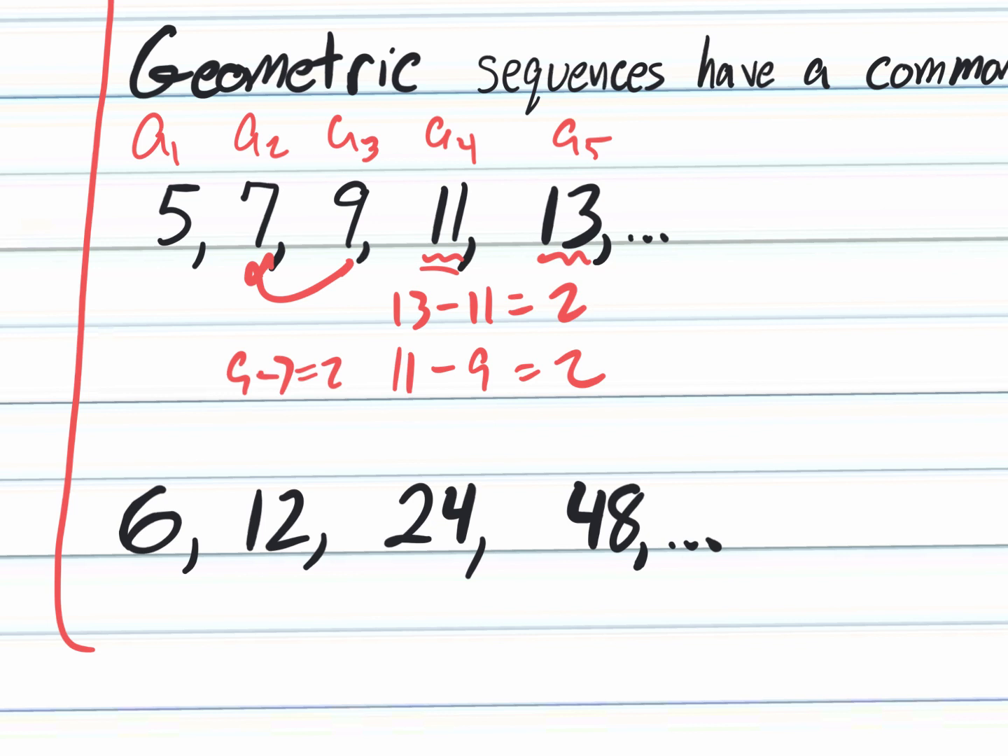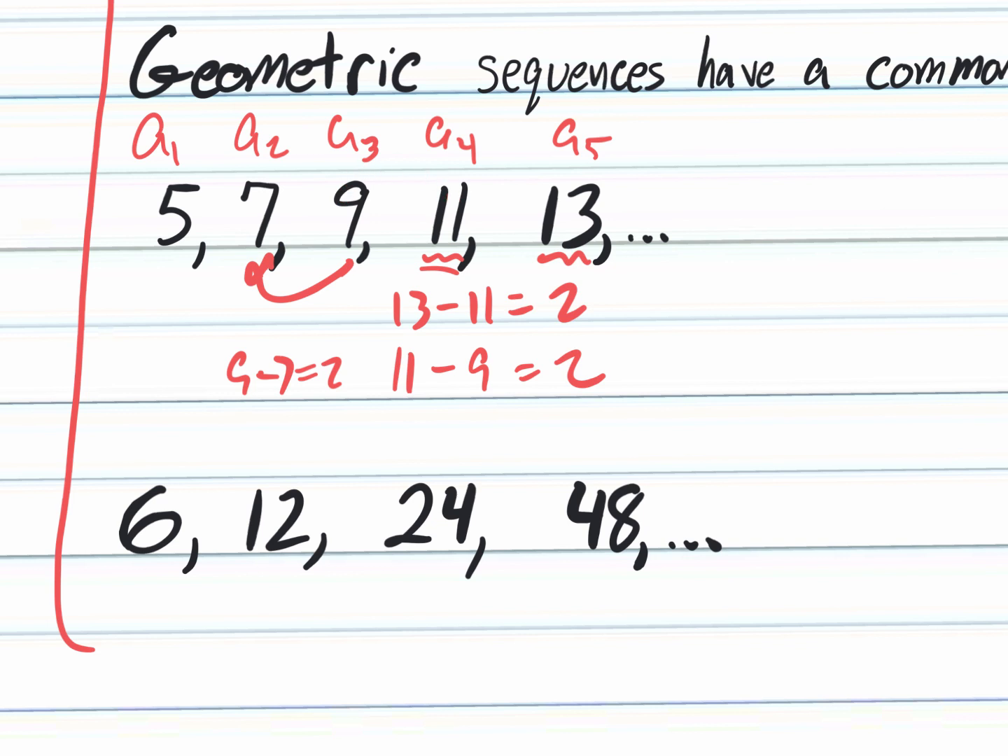So I recommend picking a number and subtracting the previous one from it, and make sure that it's common between all terms. 7 take away 5 is also 2. So there is a common difference. This is arithmetic. That common difference tells you how to get from one term to the next term. 5 plus the common difference 2 is 7. 7 plus 2 is 9. 9 plus 2 is 11.